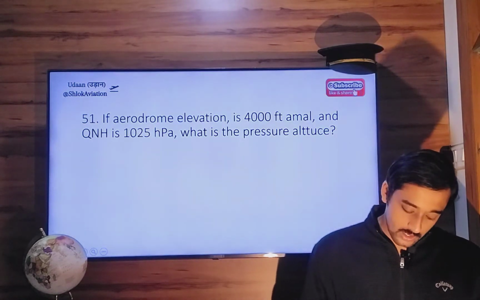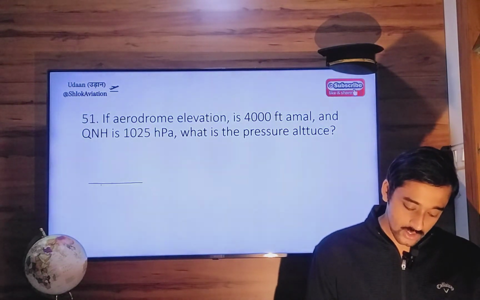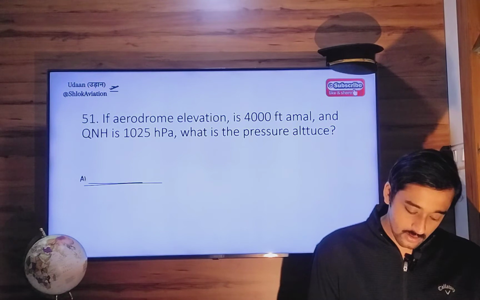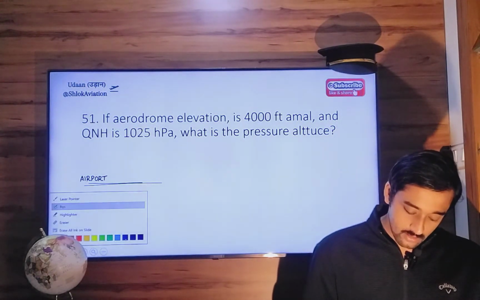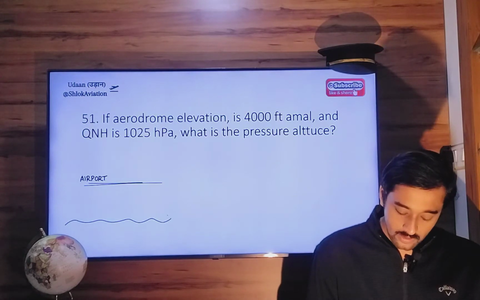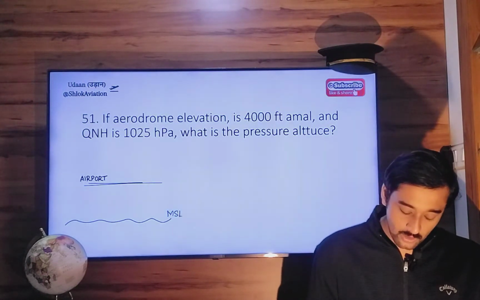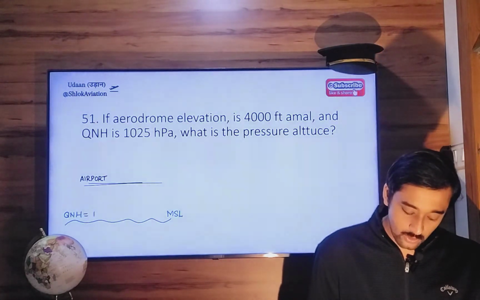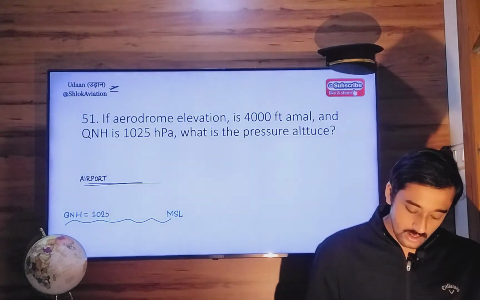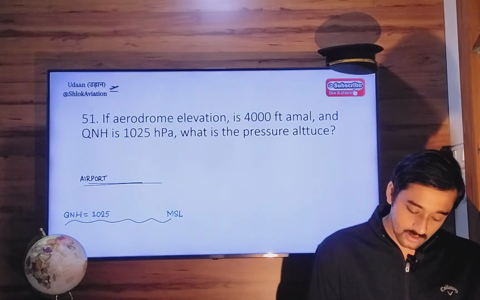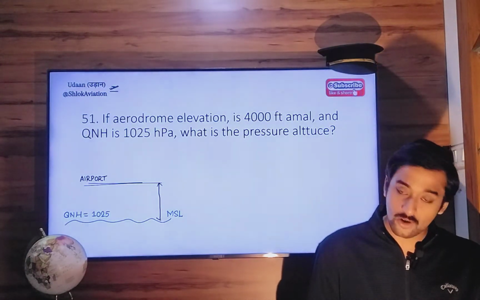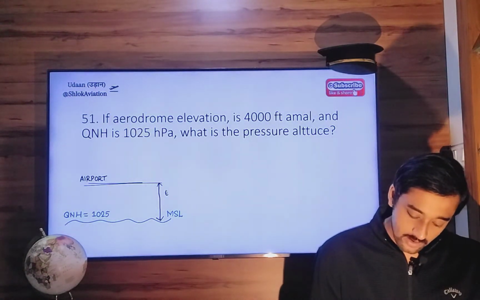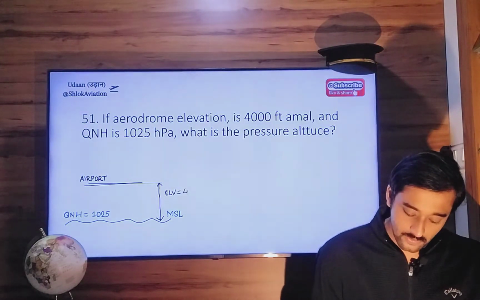What is pressure altitude? So this is your airport. This is your mean sea level where QNH is 1025 and elevation is measured from mean sea level. So elevation is equal to 4000.